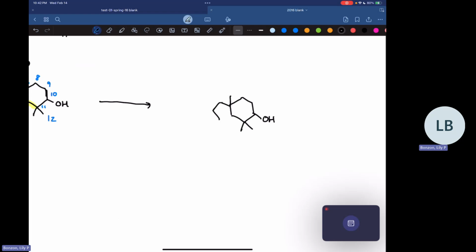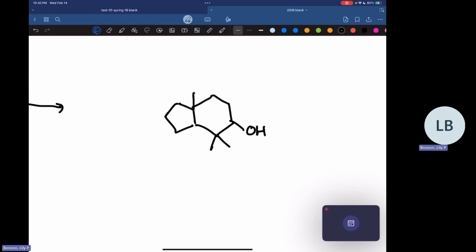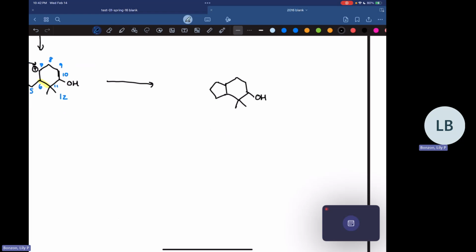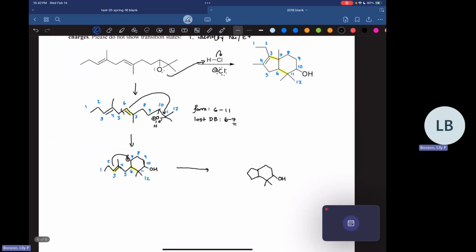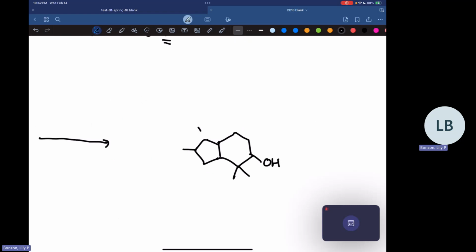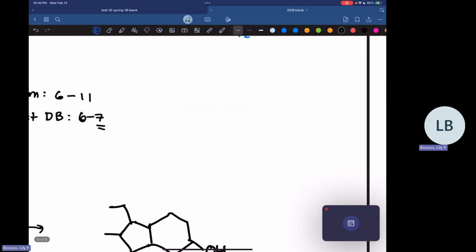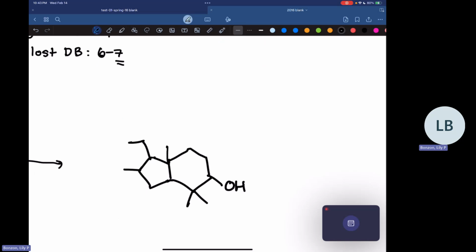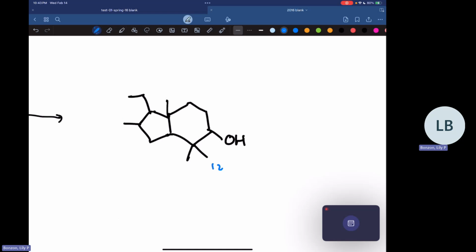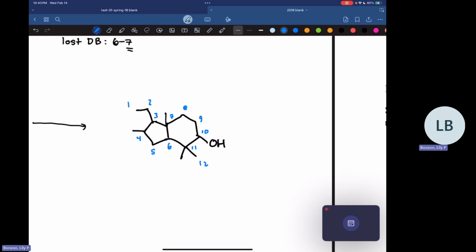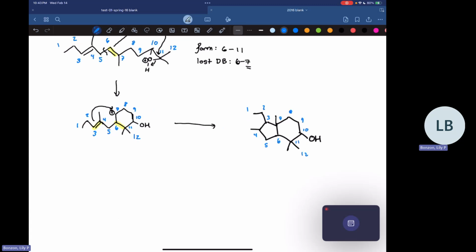So we've got a bridged cyclic compound, and we've got a group coming off here, and we've got a group coming off here. All right, so I'm going to bring my numbering back, make sure I got everything all right. I think I'm actually missing that bond right here. All right, so let's bring our numbering back. We've got 12, 11, 10, 9, 8, 7, 6, 5, 4, 3, 2, 1. All right. So we're getting there. We're getting there.